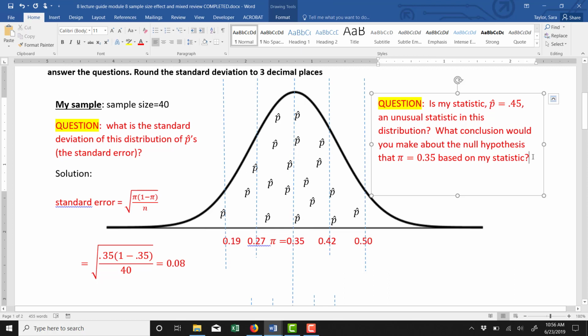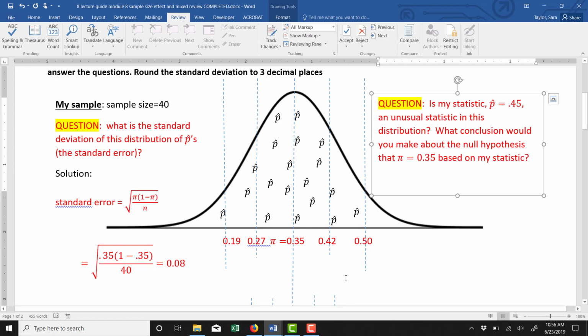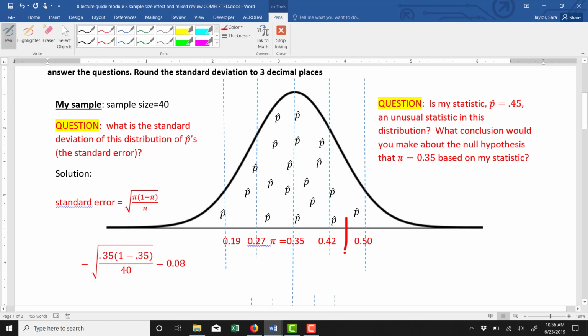Then over here on the right, we have another question posed. It says, is my statistic, which was p hat equals 0.45, an unusual statistic in this distribution? I see that my statistic of 0.45 would land here between a standardized statistic of z equals 1 and z equals 2. It's here between 0.42 and 0.5. It'd be about here. So the z-score of my statistic will be somewhere between z equals 1 and z equals 2. And that's not unusual.